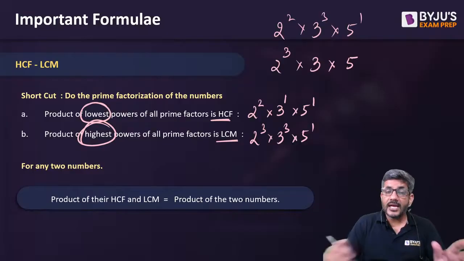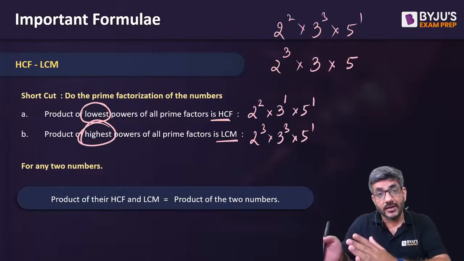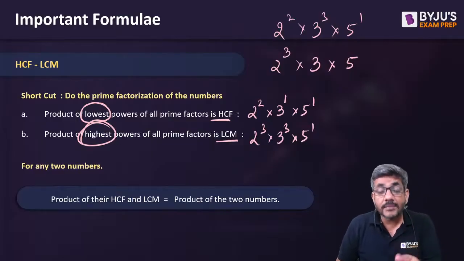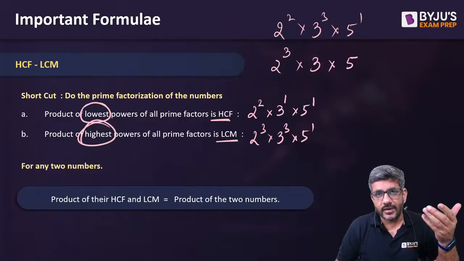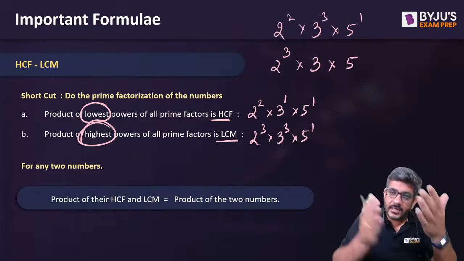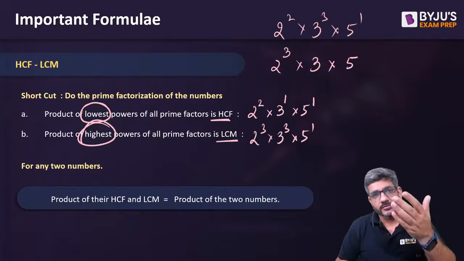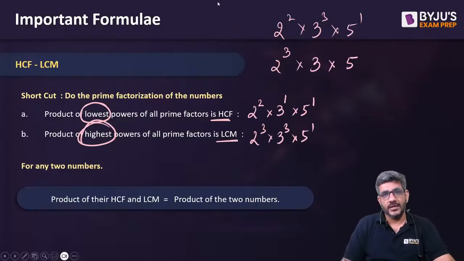Okay? So there is a way to remember this. For HCF, that is highest common factor, we look at lowest powers of primes. For LCM, that is lowest common multiple, we look at highest powers of primes. For highest common factor we look at lowest powers, for lowest common multiple we look at highest powers, and that's how we calculate HCF and LCM of the numbers.